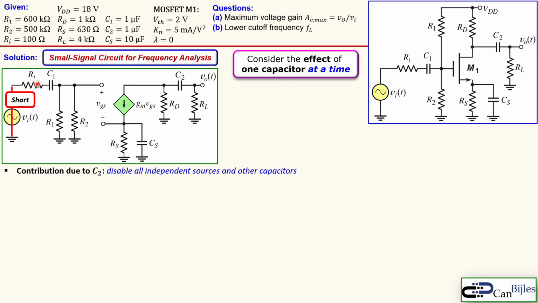Now we will short the C1 and the CS, and we will look between the two nodes of the capacitor C2. So CS is gone and C1 is gone. So what do we see? Well, in this case, this is, by the way, short. That means this is a ground. Since this is a short, that means we have here actually 0 volts applied.